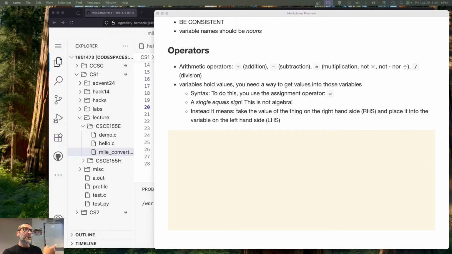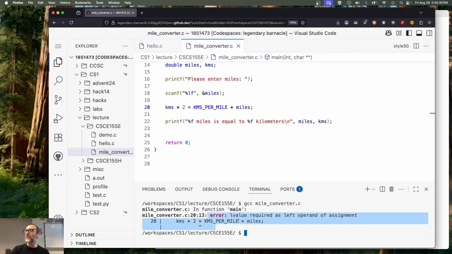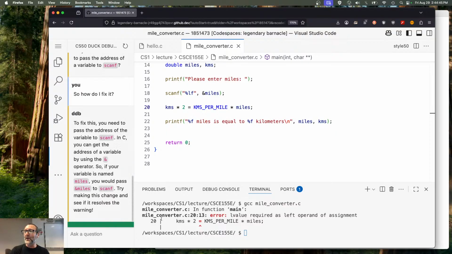The variable that you're assigning is never on the right-hand side, and the left-hand side can only ever be a variable. If I did something like this, KMS times 2 is equal to that, right? Then I'm going to have a syntax error, and GCC will not understand what I'm talking about, right? There, the L value, that is the left value, required as the left operand of an assignment. It's kind of cryptic, but if you ask the rubber duck debugger here what this actually means, it's going to tell you that you can't do something like this on the left-hand side. Right? Go back over here.